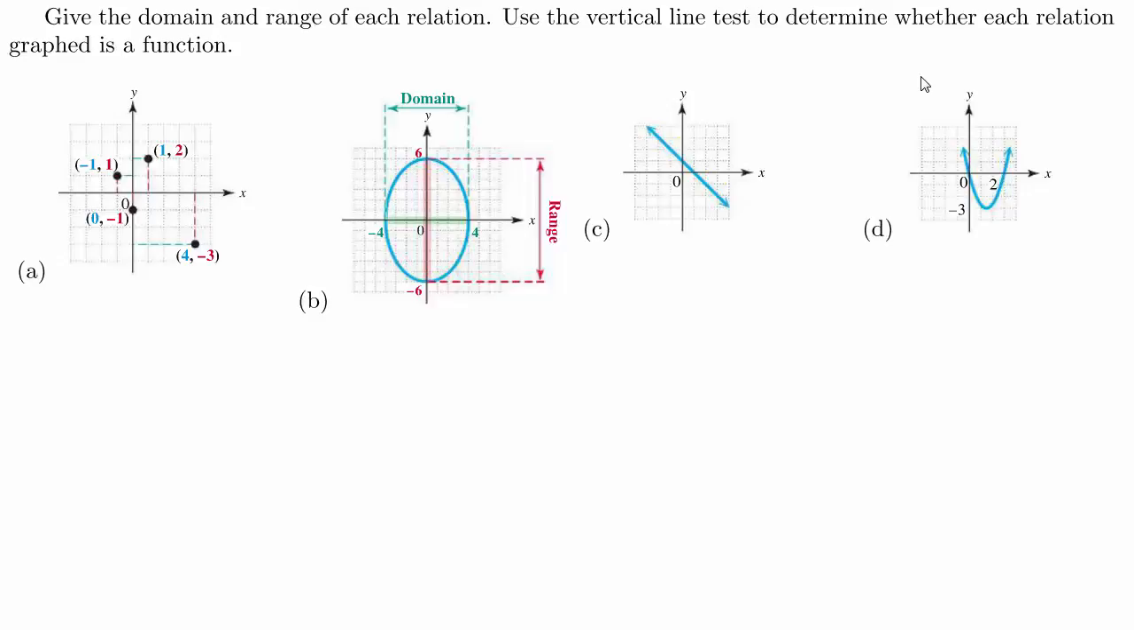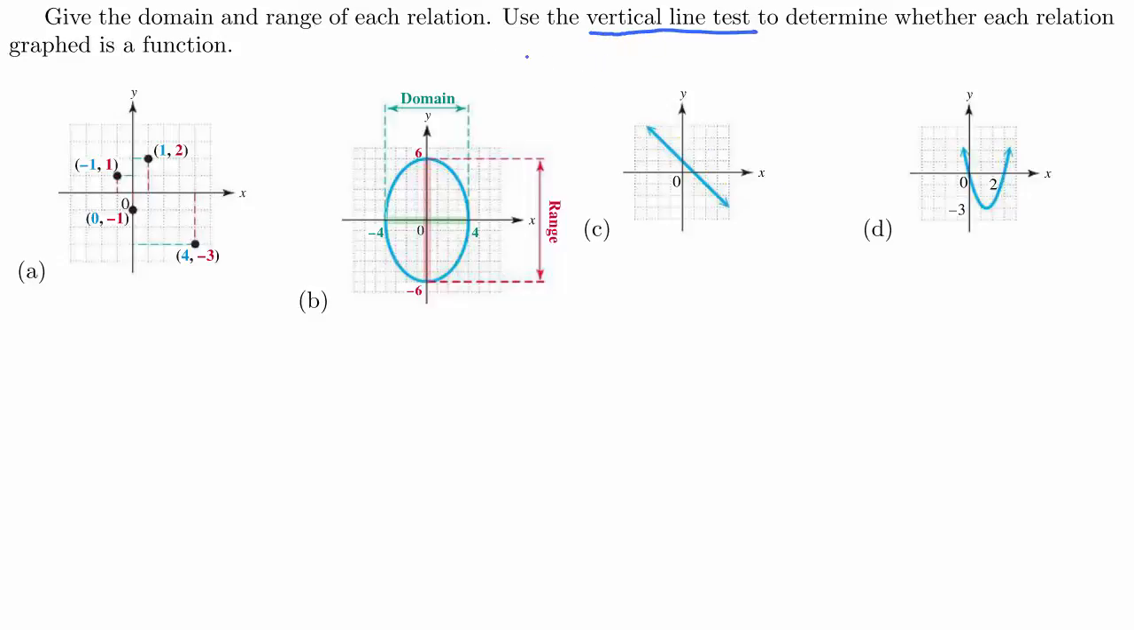Hello. In this example, we want to give the domain and range of each relation. We want to use the vertical line test to determine whether each relation graphed is a function. I want to determine if each one is a function first here. We want to look at the vertical line test.